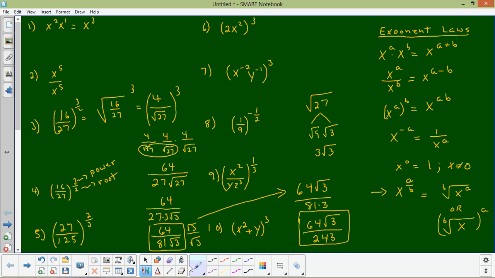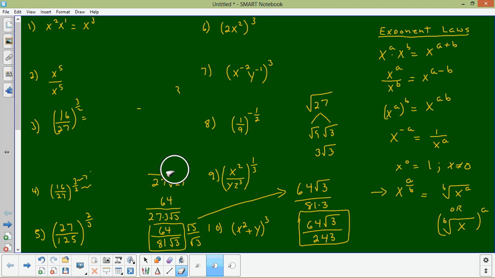So once again, when you have a fractional exponent, the numerator of that exponent is the power. The bottom is the root. Typically, you want to do the root first to make the number smaller, and then apply the power. And it should be pretty good.